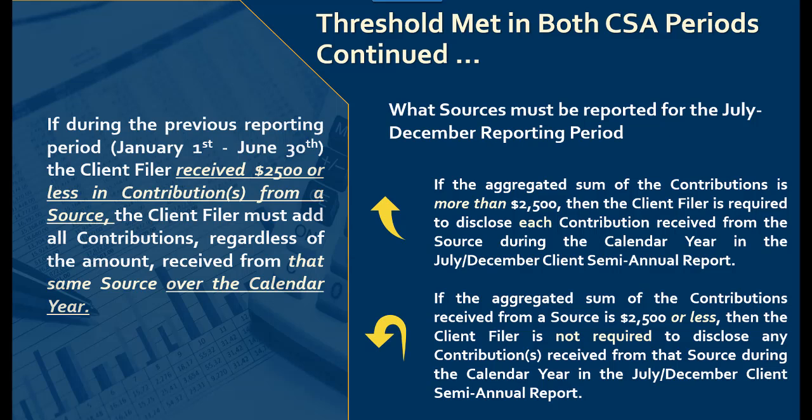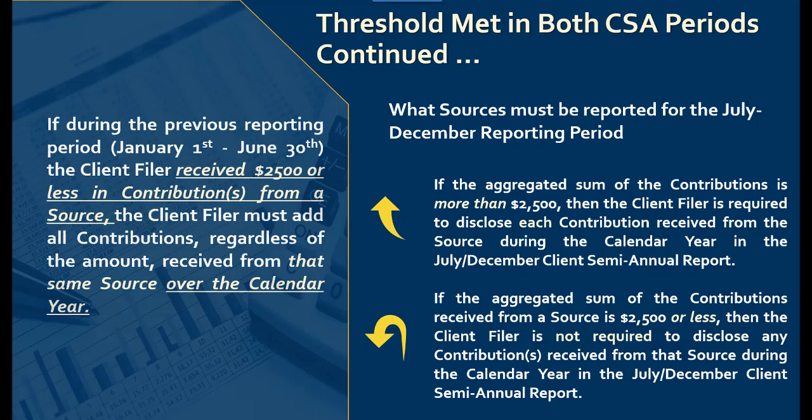In this case, again, when a source contributed something in the first CSA period, but it was $2,500 or less, you need to add all contributions received from that source over the course of the calendar year to see if it exceeds $2,500. So what sources must be reported for the July-December reporting period?